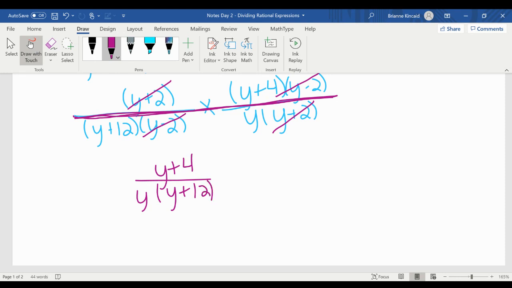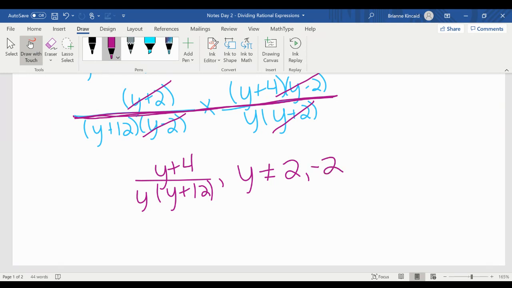Now remember, excluded values are values that make the denominator equal to 0. When we look at this multiplication part here, it's pretty easy to see what excluded values we have. I crossed off a y minus 2. I no longer see it in my denominator. That's an excluded value of 2. I also crossed off this y plus 2. No longer see it. That's an excluded value of negative 2.